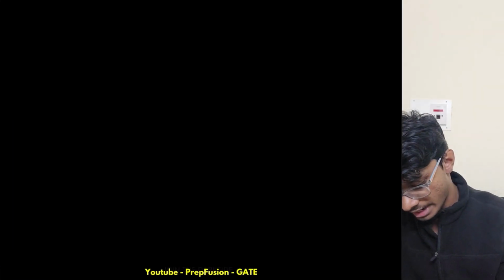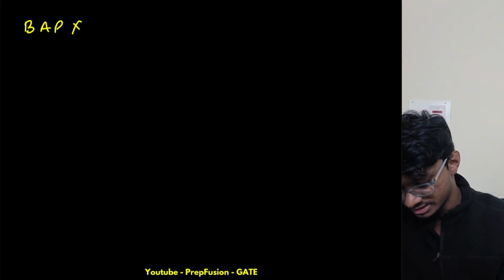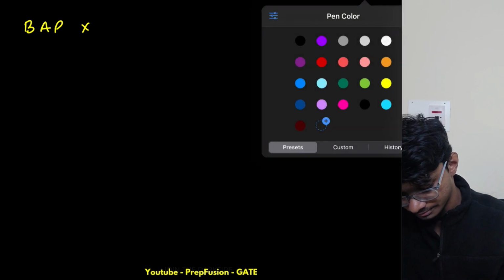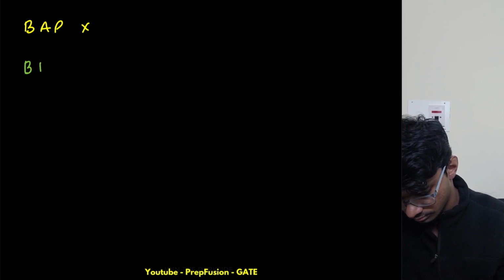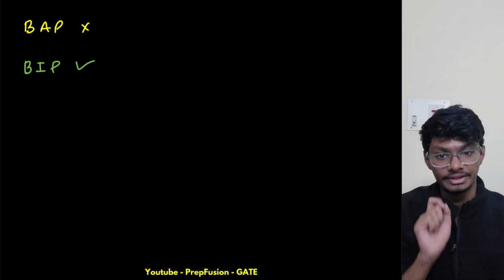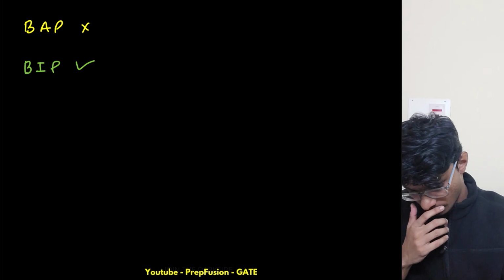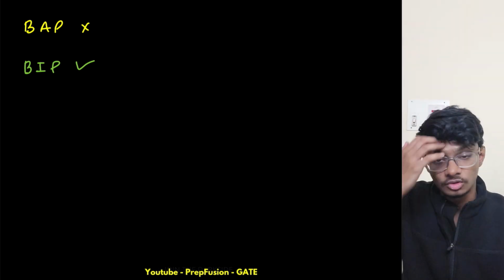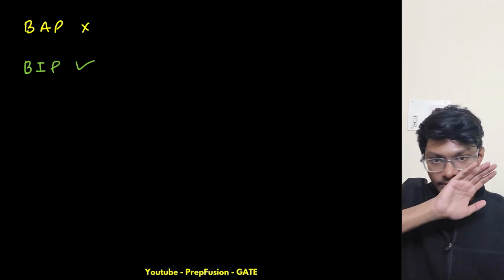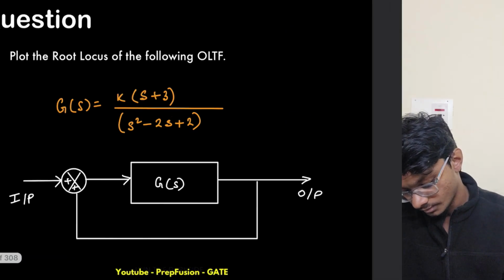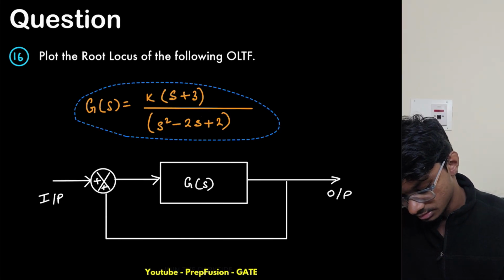So I won't have a breakaway point because I don't have two adjacent poles, but I will have a break in point basically. Now what can I write, what is my OLTF? The solutions again will be the same. Here I will still solve. So this is my OLTF basically.